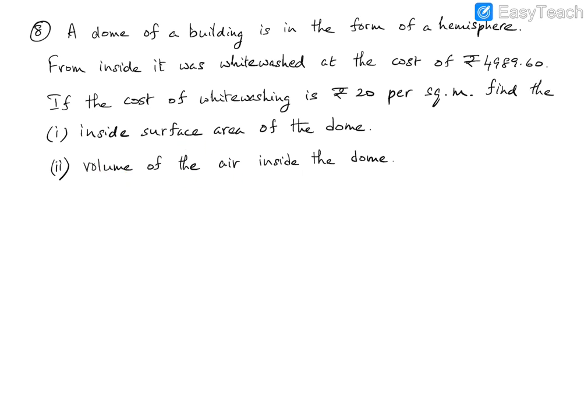So how can we proceed in finding the inside surface area? We have the total cost of painting, which is 4989.6, and we're also given the cost of painting per square meter. So dividing the total cost by the cost of painting per square meter should give us the inside surface area of the dome. So the solution for part 1: inside surface area equals total cost of whitewashing by the cost of whitewashing per square meter.